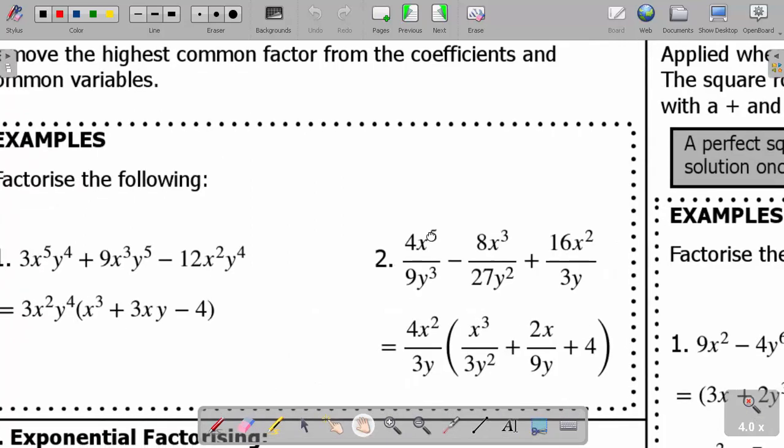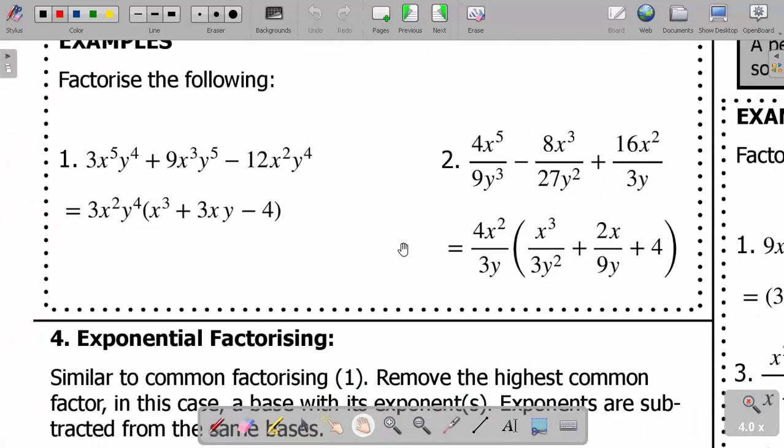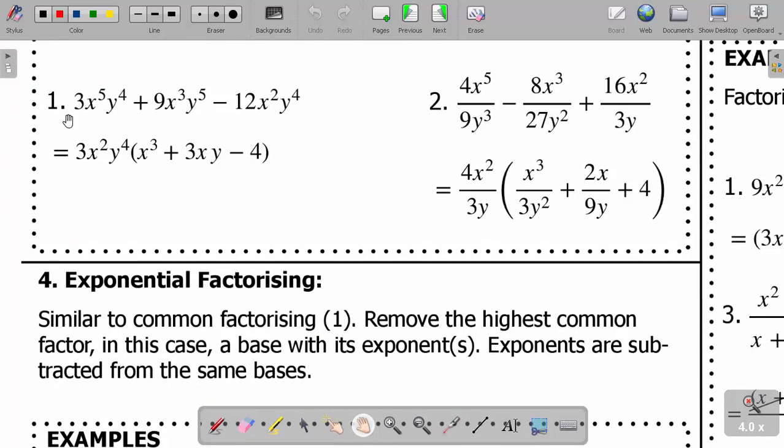The common factor. Example, factorize the following. If you check here, I have 3x power 5 y power 4, plus 9x cubed y power 5, minus 12x squared y power 4. If you check here, this is x power 5, x power 3, x power 2. So the one with the lowest power is the most common. So there is x squared here, x squared here, and also x squared. That's why we're going to factor it out.